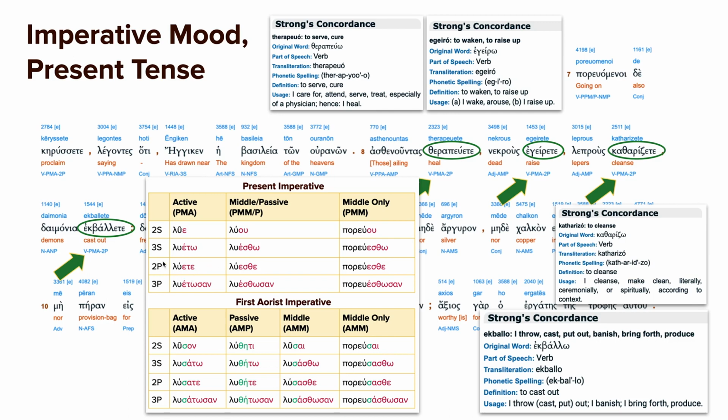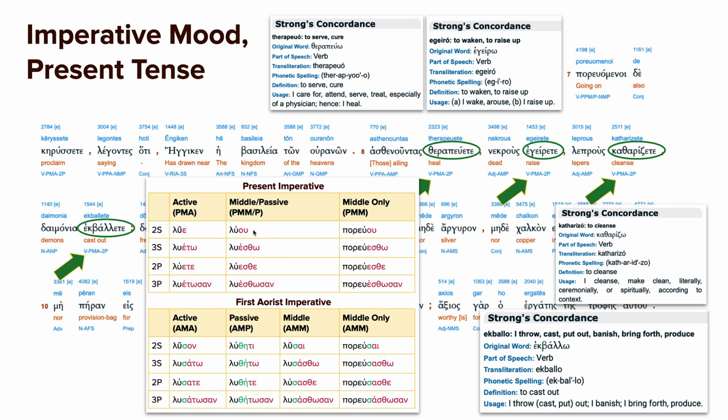And this is pretty understandable because we've seen examples already. You all loose would be luete. And then if you want to tell somebody to have other people, who aren't directly in front of you, loose the horses, then you would say luetosan. Or let the jailers loose the prisoners. So you're talking about the jailers, luetosan. That would be third person plural.